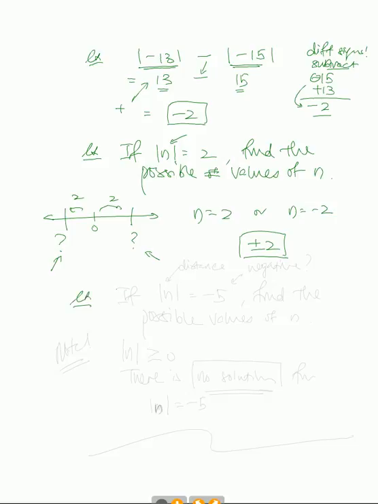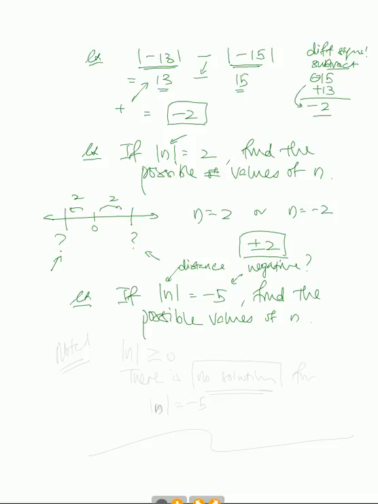Now, this is a tricky question that comes next. What if I were to ask you, what's absolute value of n equals negative 5? Can you find the possible values of n? This time it's very tricky. I am still talking about distance, but I want the distance to be negative. So can the distance of a number end up being negative? What do you think?